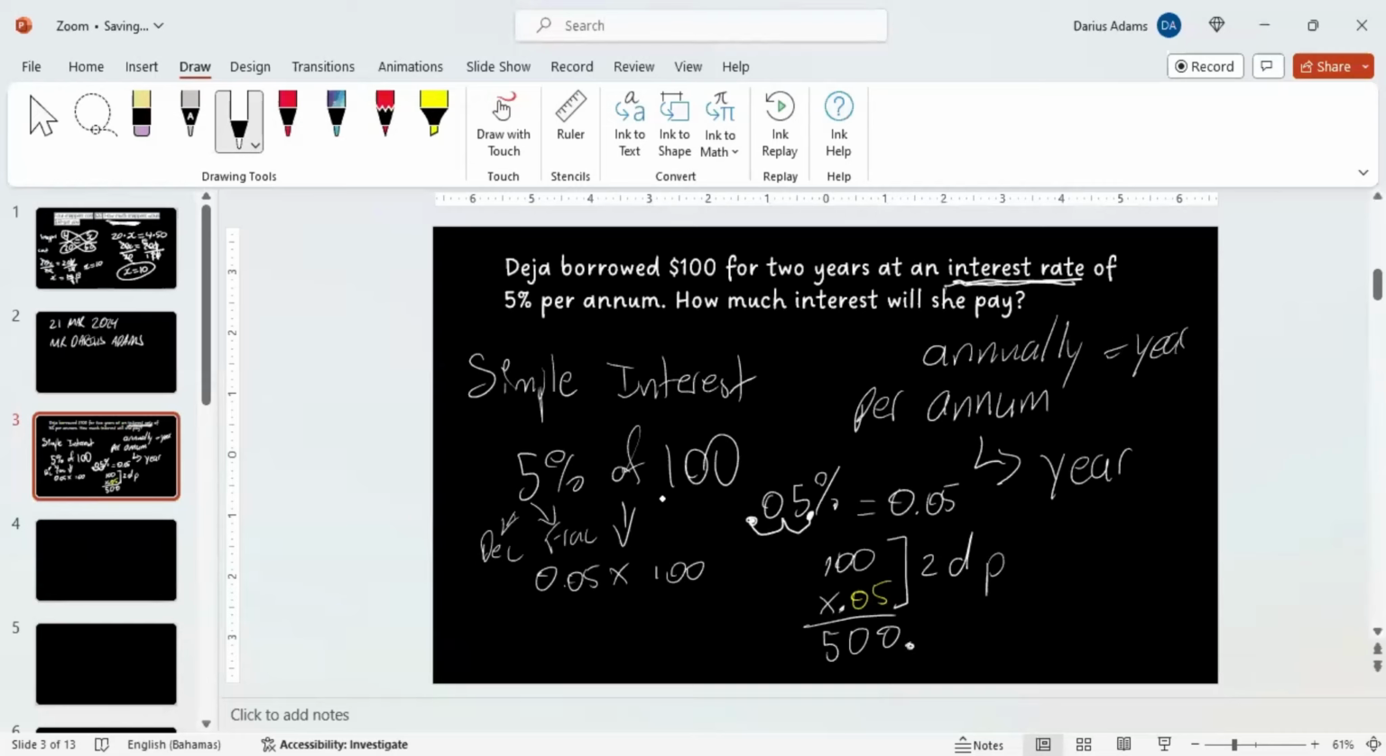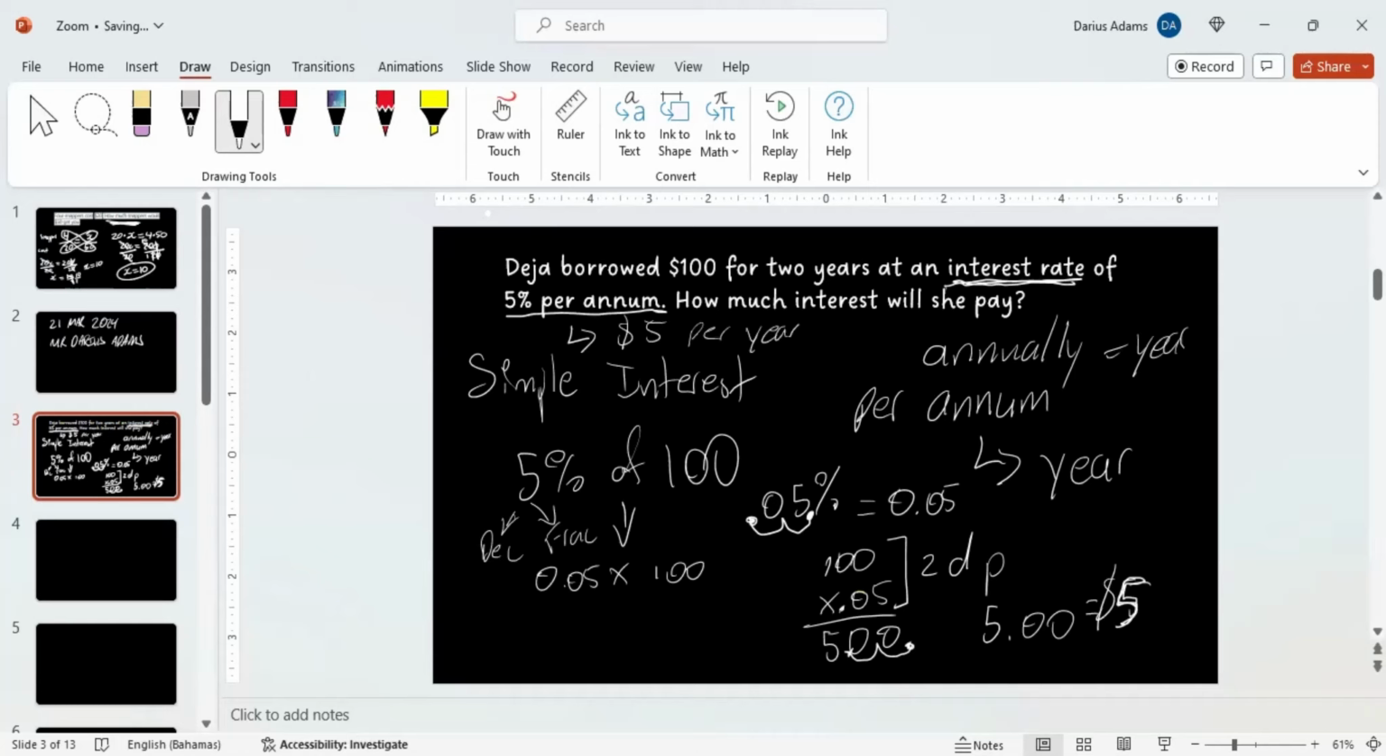So I show my hidden decimal at the back, and I move it over two places to the left. So that means my answer is 5.00, which is just really 5. I can write it like this because I know there's a hidden decimal there. So this is $5. The 5% per annum is equivalent to $5 per year.